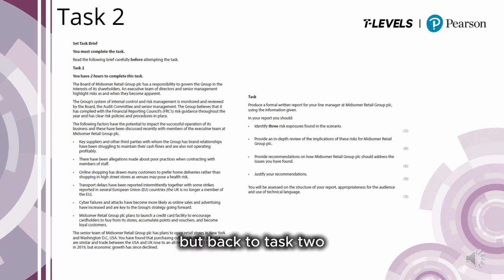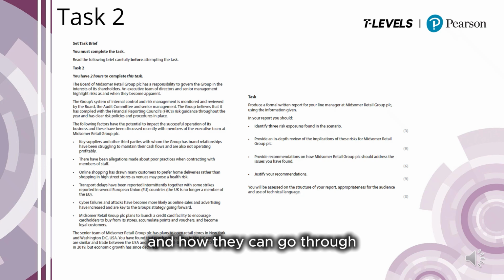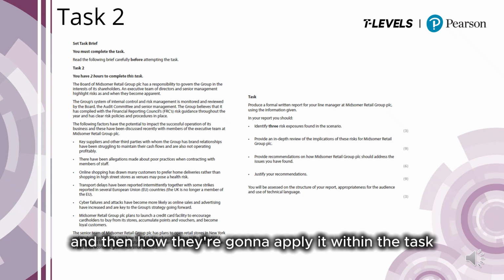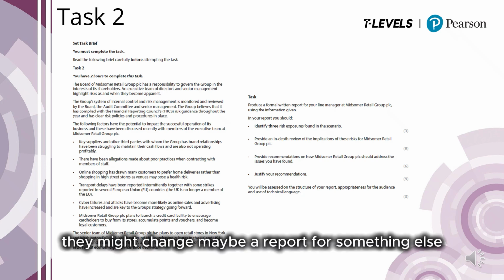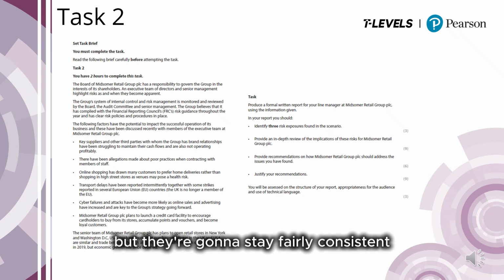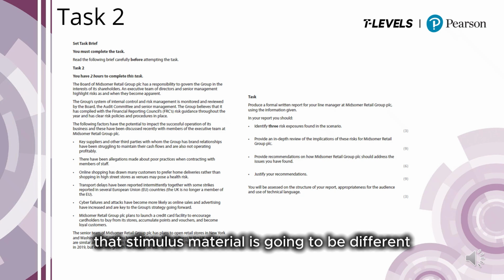But back to task 2, when you're preparing them for this, it's going to be important to look at that stimulus material, get them confident with what it's showing, in what order it's being delivered, how they can read it and extract what they need, and then how they're going to apply it within the task. Now, the tasks stay fairly similar. They might change a report for something else, but they're going to stay fairly consistent, so students can use these. But each time that stimulus material is going to be different.